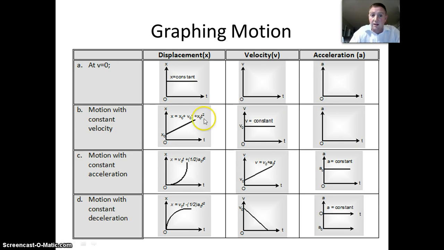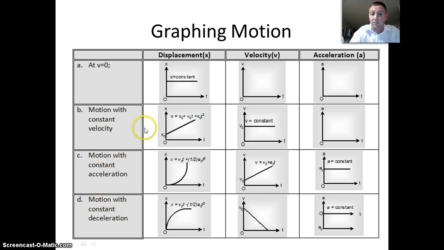Okay. Constant velocity, position changes at a steady rate, constant slope. My velocity versus time, it's steady, it doesn't change. Because it doesn't change, my acceleration is 0. Because acceleration is my change in velocity. If it doesn't change, it's 0. Good? All right. Now, constant acceleration, constant deceleration.